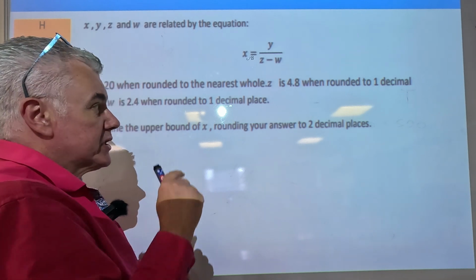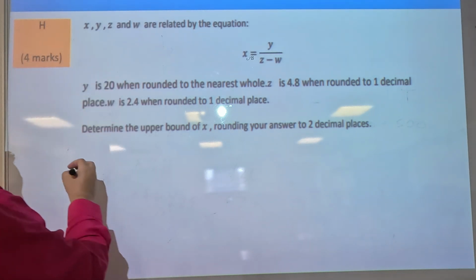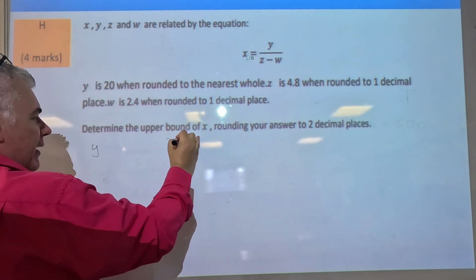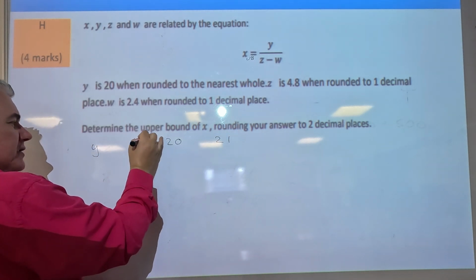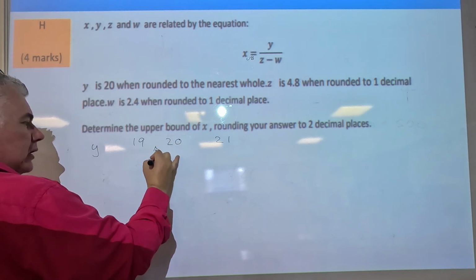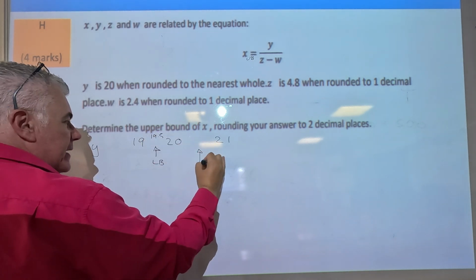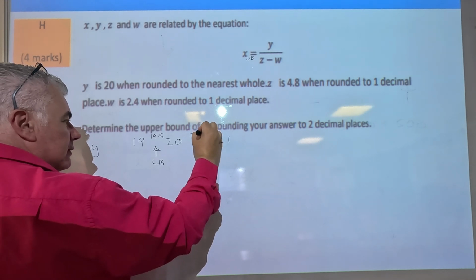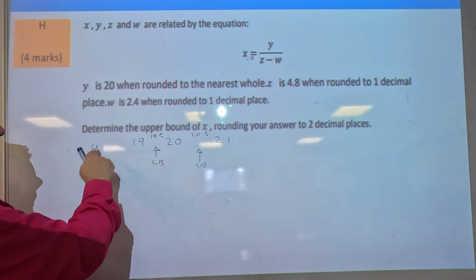As with all bounds questions, I'm going to start by working out the upper and lower bound of each of these. So I'll start with Y. It's 20 when rounded to the nearest whole. I'm going to round it up to the nearest whole. I'm going to round it down to the nearest whole. My lower bound is given by the number in the middle. My upper bound is given by the number in the middle there. So I've got my lower bound and my upper bound for Y.